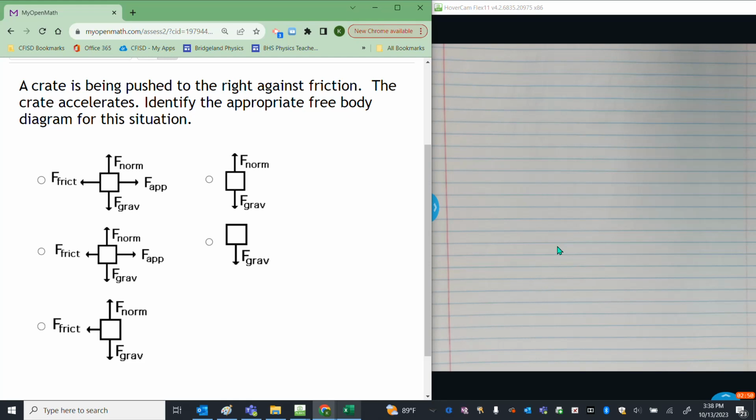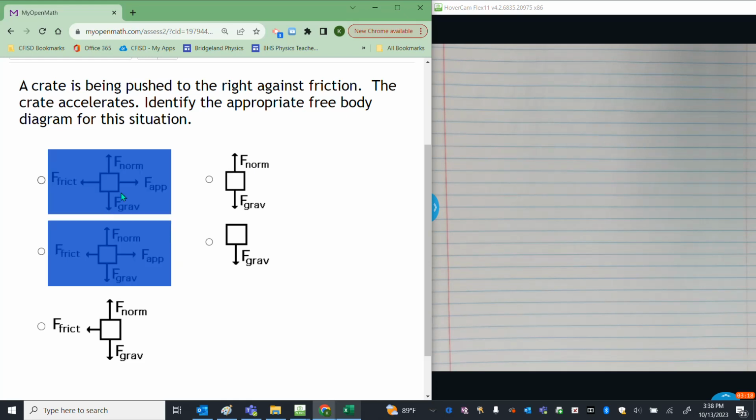But secondly, it says that there's friction. It's being pushed against friction. Friction implies that there are two surfaces rubbing against one another. So I know that I need gravity down and normal force up. I can eliminate this one right here because that shows an object that is basically in free fall. In this example, it says it's being pushed to the right, so we do need to have a force to the right that is an applied force, which means that we are left choosing between this one and this one. Those have applied forces to the right.